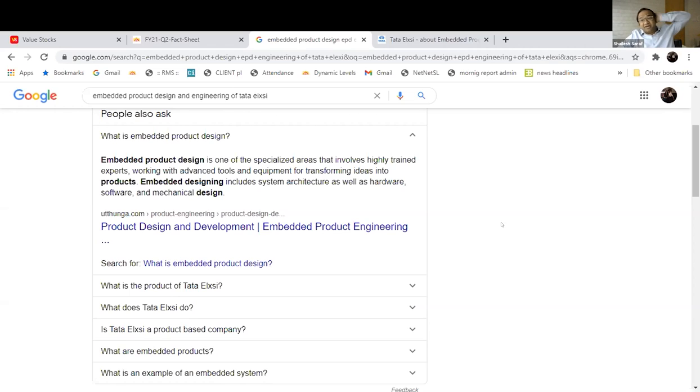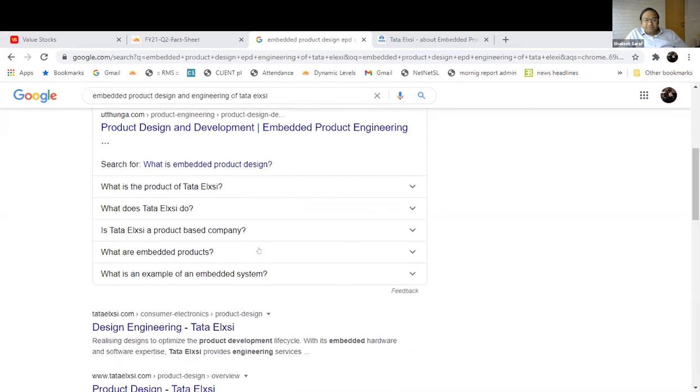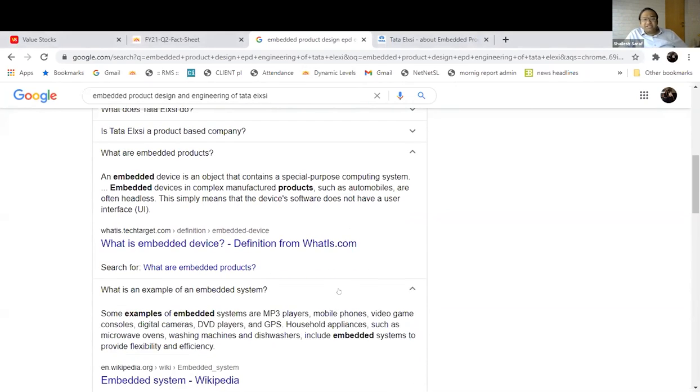So you have to understand who else is doing embedded product design, which companies are also doing embedded product design. So you will understand what exactly Tata Elxsi does. So this is very interesting. What are embedded products? Vikas, see, the example of an embedded system is below. This comes under design engineering.